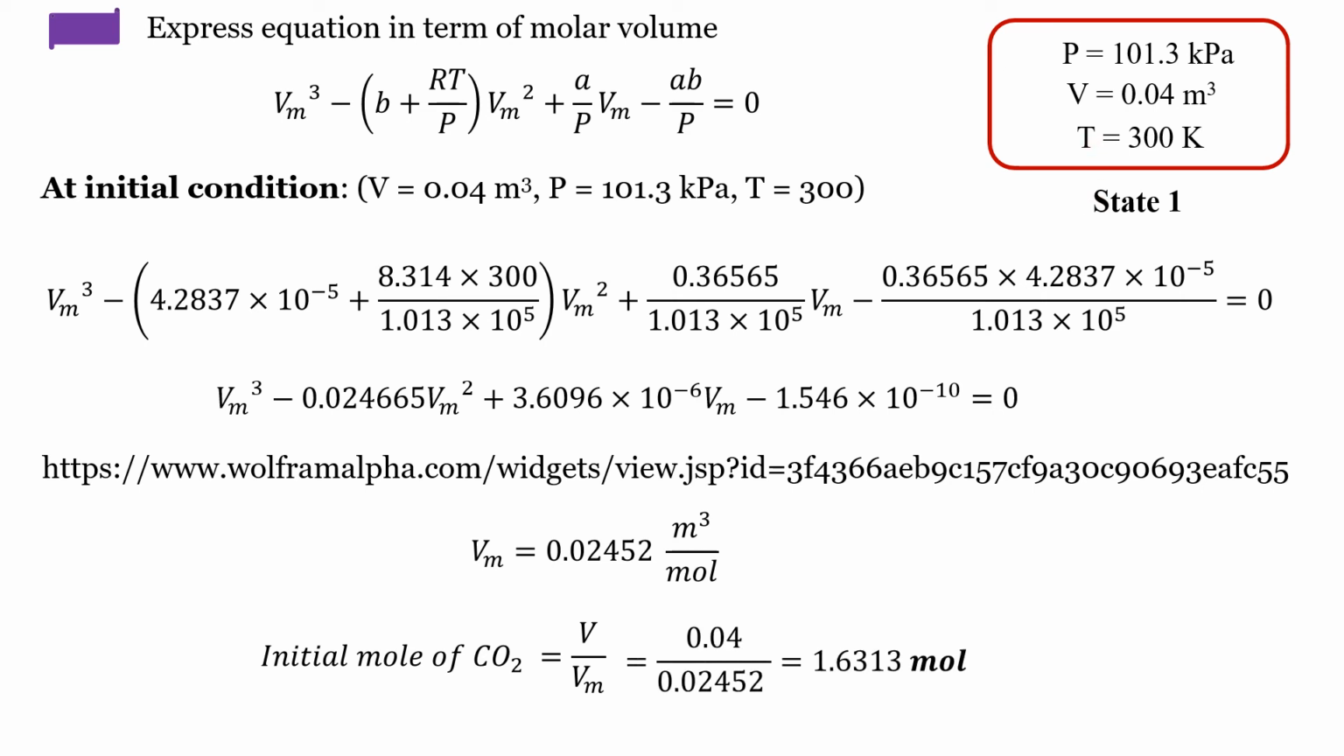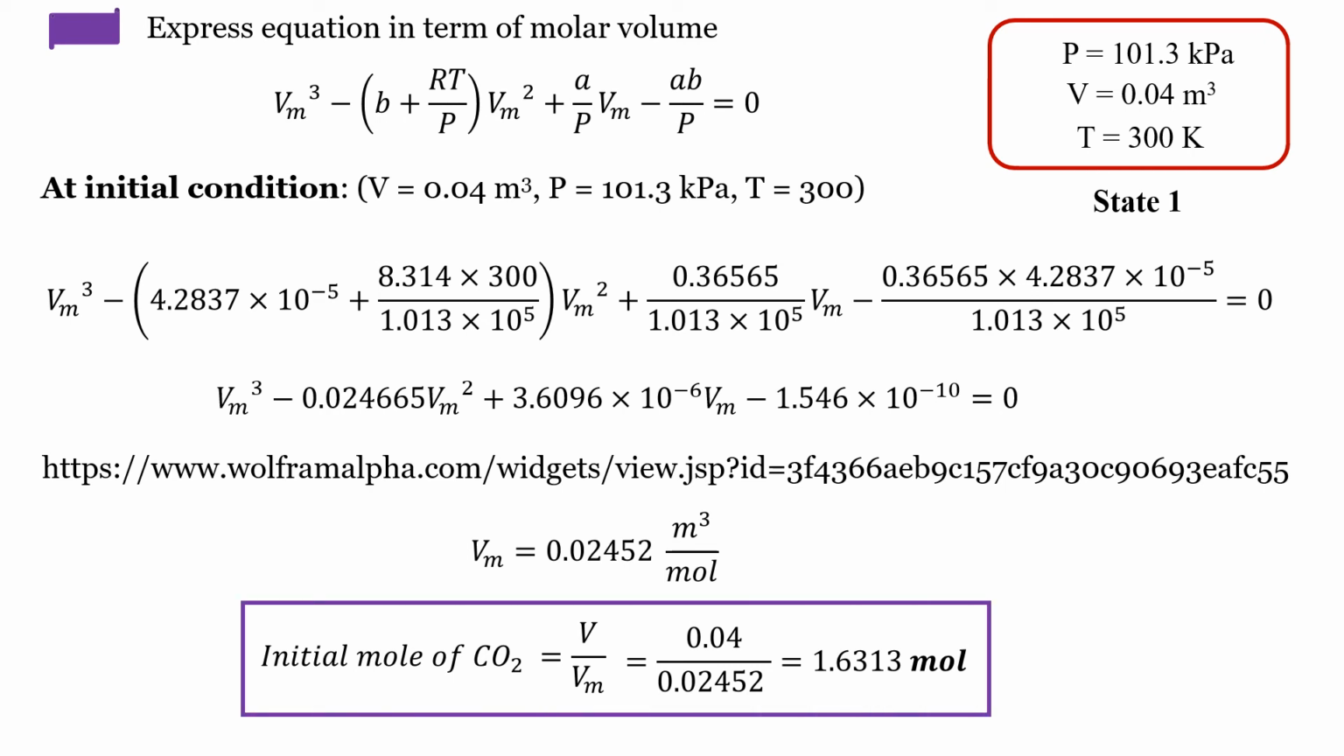After putting in the value of volume, that is 0.04 meter cube, and the Vm we have just estimated, just by dividing V by Vm, we will get the number of moles of CO2. And in the next slide, we will find the number of moles at different conditions, that is at state 2.